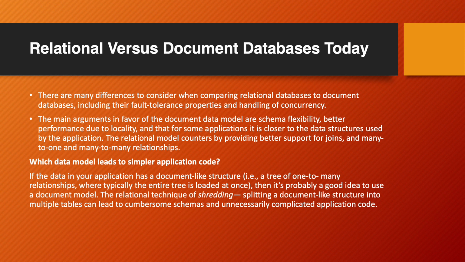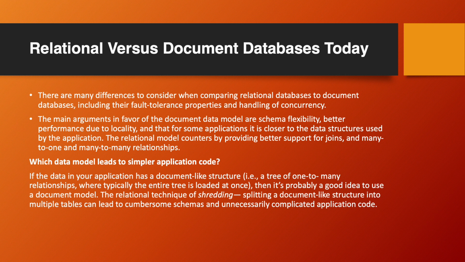Now, relational versus document databases today. There are many differences to consider when comparing relational databases to document databases, including their fault tolerance properties and handling of concurrency. The main arguments in favor of the document data model are schema flexibility, better performance due to locality, and that for some applications it is closer to the data structures used by the application. The relational model counters by providing better support for joins, many-to-one and many-to-many relationships.